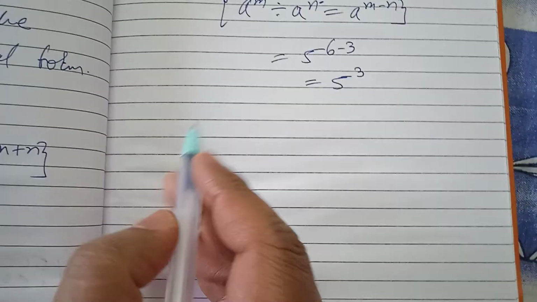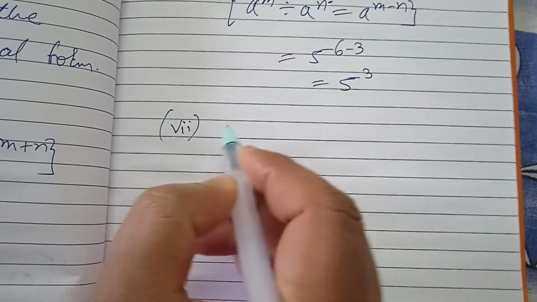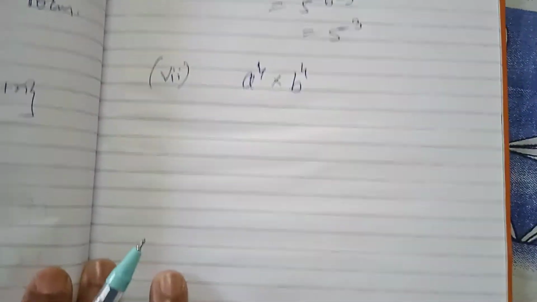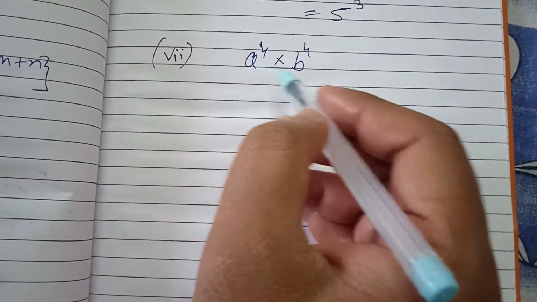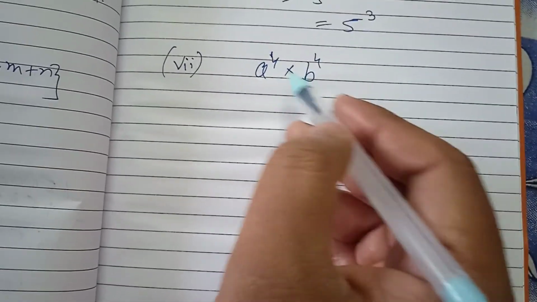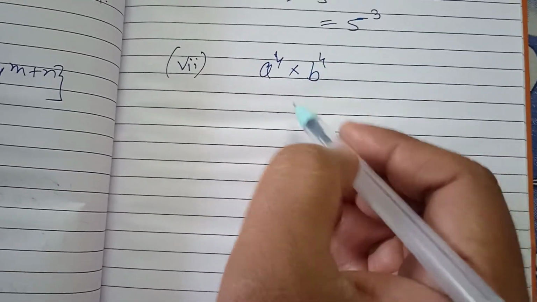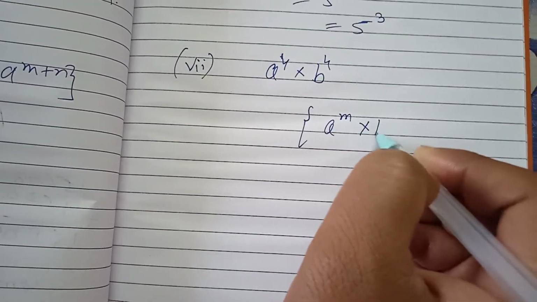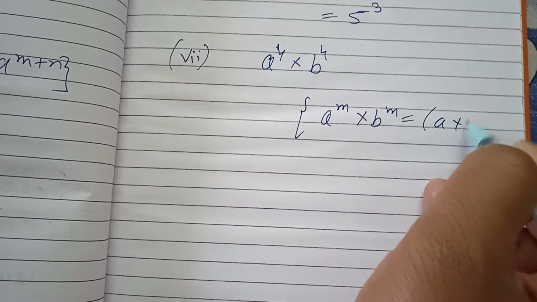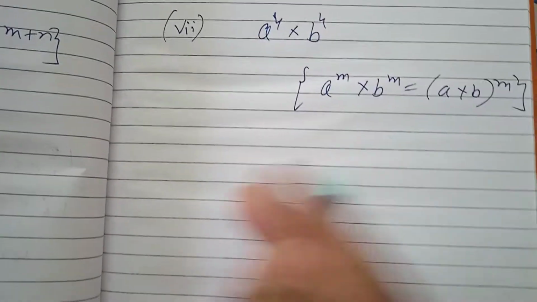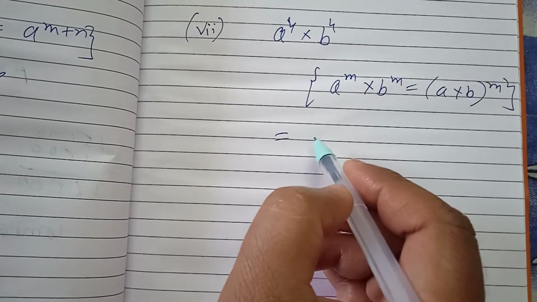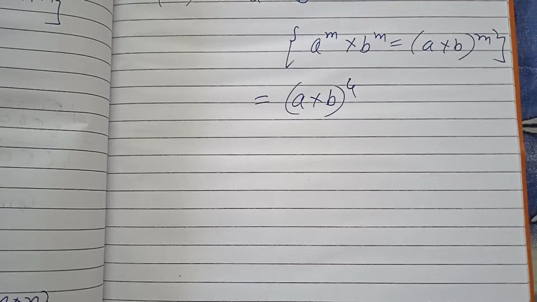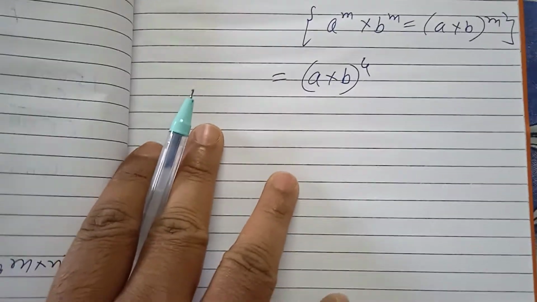Then the next seventh here, a power 4 into b power 4 here. A and b they are bases, ये दोनों ही base है, but they are different here, but power is same here. So we use this law here, a power m into b power m is equals to a into b bracket to the power m. We use this law here. Then we get here a into b bracket to the power 4. This is our answer students.